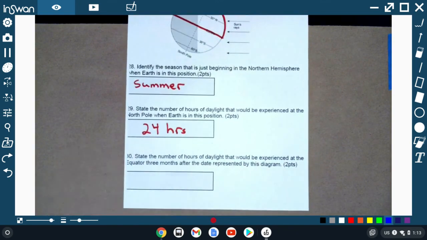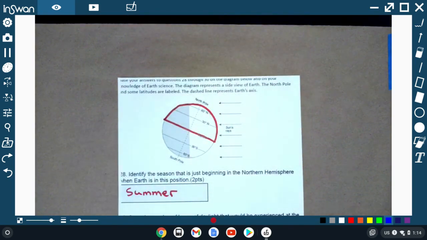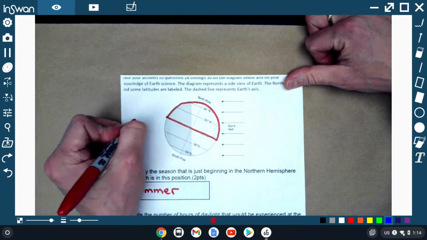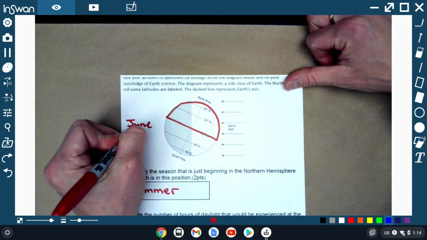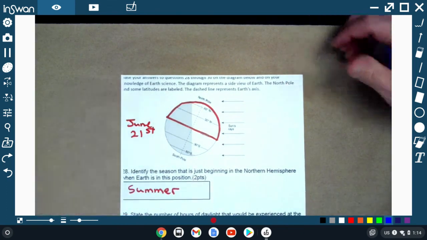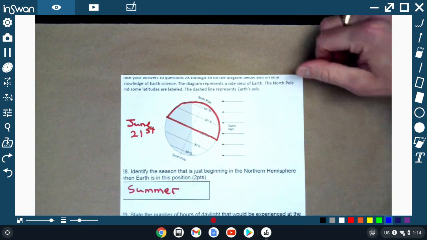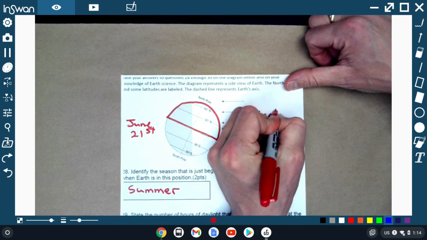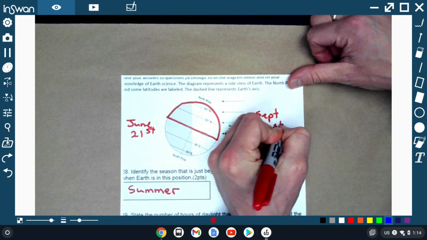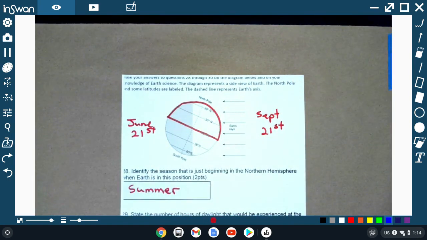And the last question here for 30. State the number of hours of daylight that would be experienced at the equator 3 months after the date represented in the diagram. Well, we just said this is the beginning of summer. So that's June 21st. If you want to do 3 months after that, that's going to be September 21st. That will be the autumnal or fall equinox.